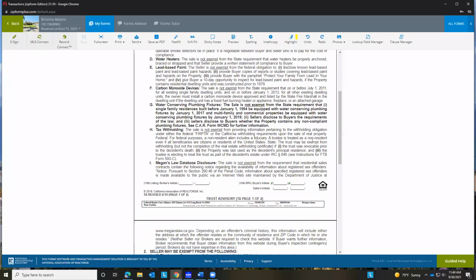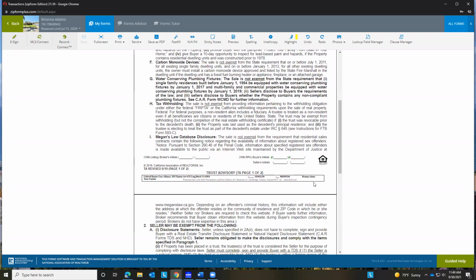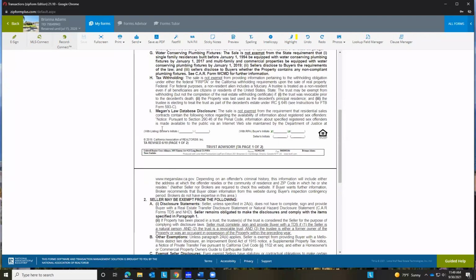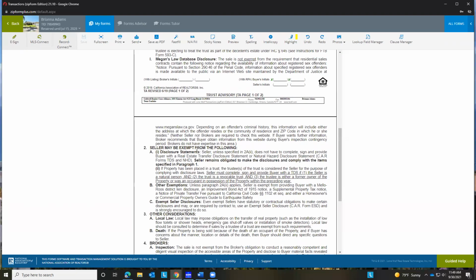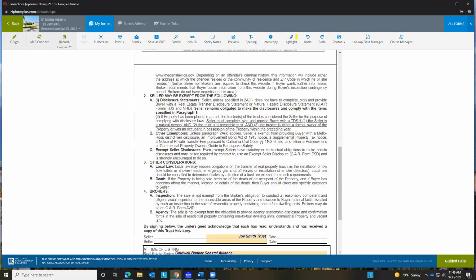Tax withholding. Successor trustees are not exempt from withholding tax. Megan's Law database. It's not exempt from that. It's in all the purchase contracts. We don't need to give that extra disclosure. However, the seller may be exempt from the TDS and the SPQ.